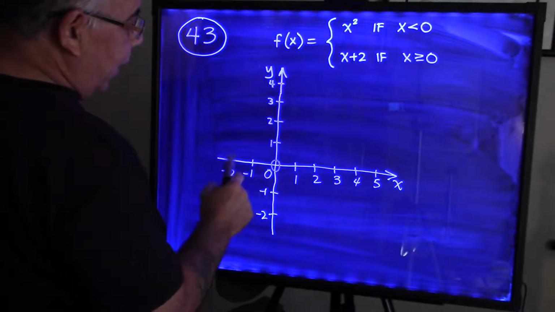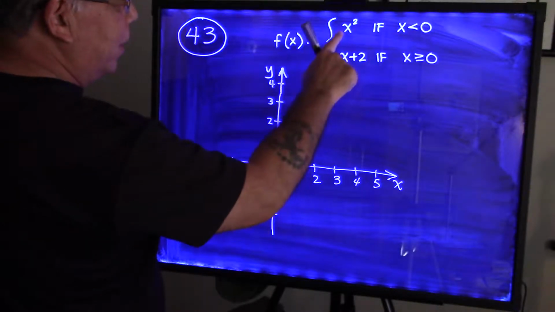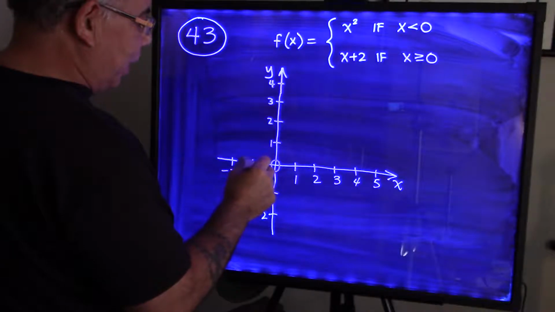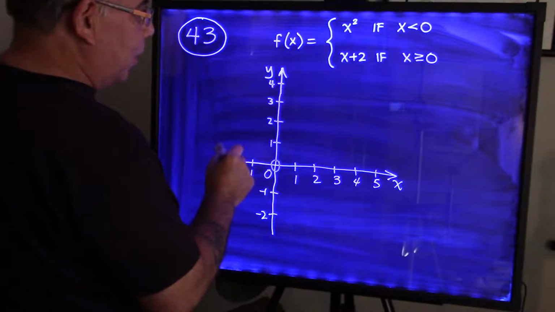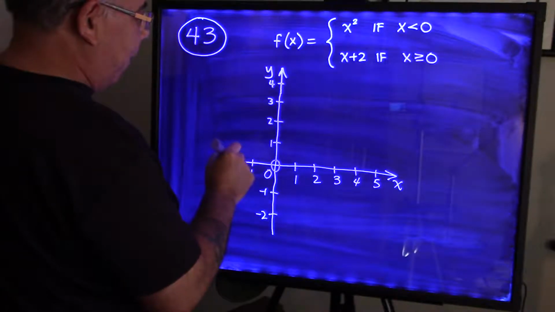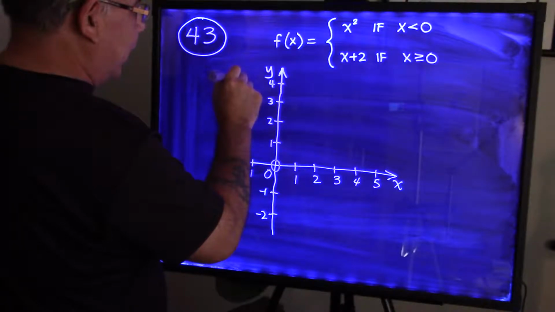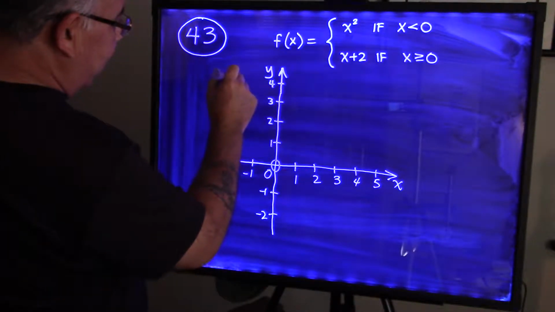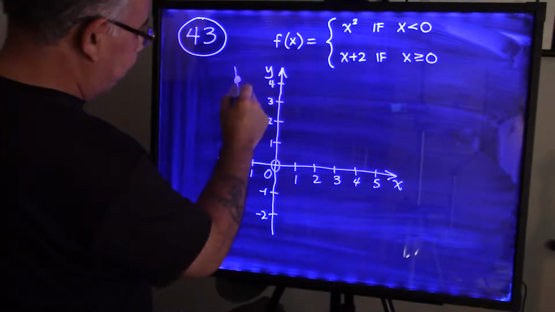Now everything to the left of x equals 0 is y equals x squared, so it's basically the left half of the parabola. When x is negative 2, squared is positive 4. That will be on the graph. I'll put another dot there at (-2, 4), and then I can connect those with a parabola shape.